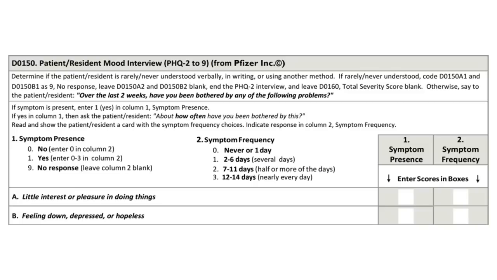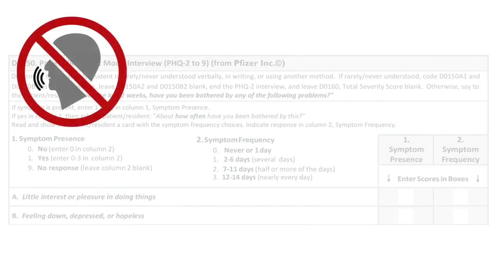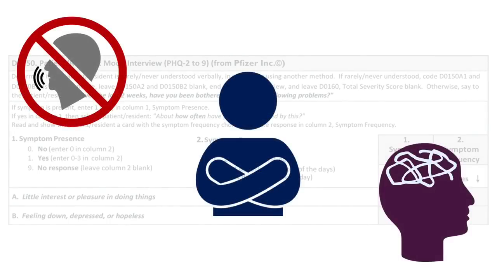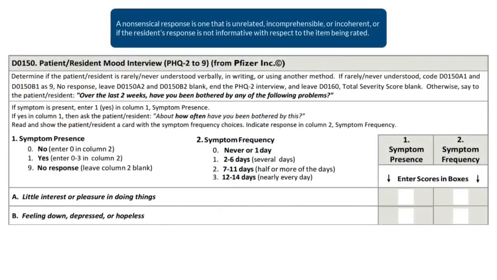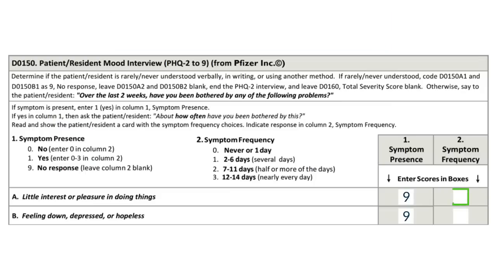Finally, if the patient or resident does not respond to the first 2 questions regarding symptom presence, meaning that the patient or resident is unable to respond, chooses not to complete the assessment, or responds nonsensically, code D0150A1 and D0150B1 with a 9, indicating no response in column 1. Then, leave the boxes regarding symptom frequency, column 2, blank. If symptom presence is not assessed, enter a dash in column 1 and leave column 2 blank.